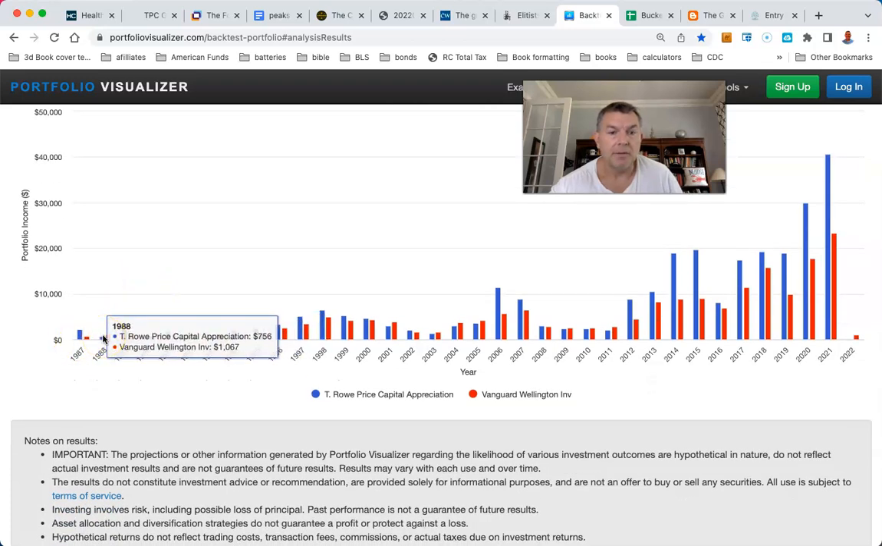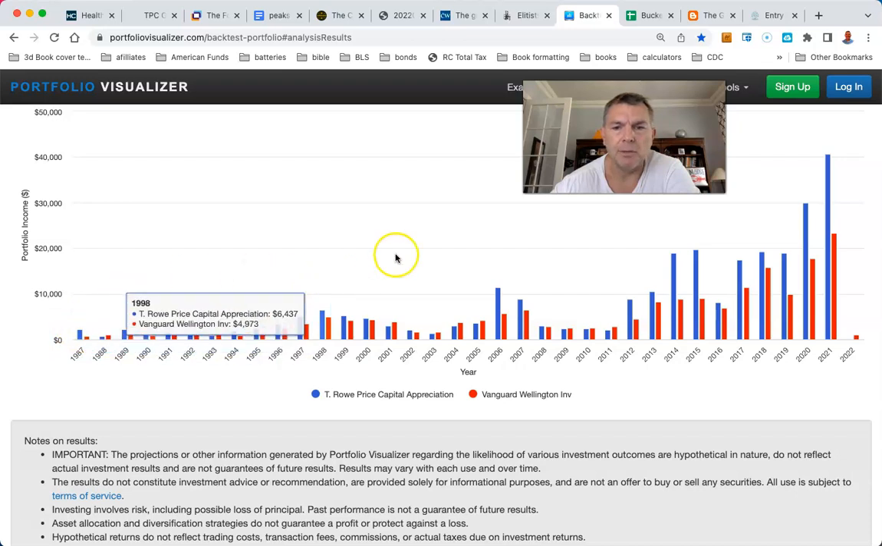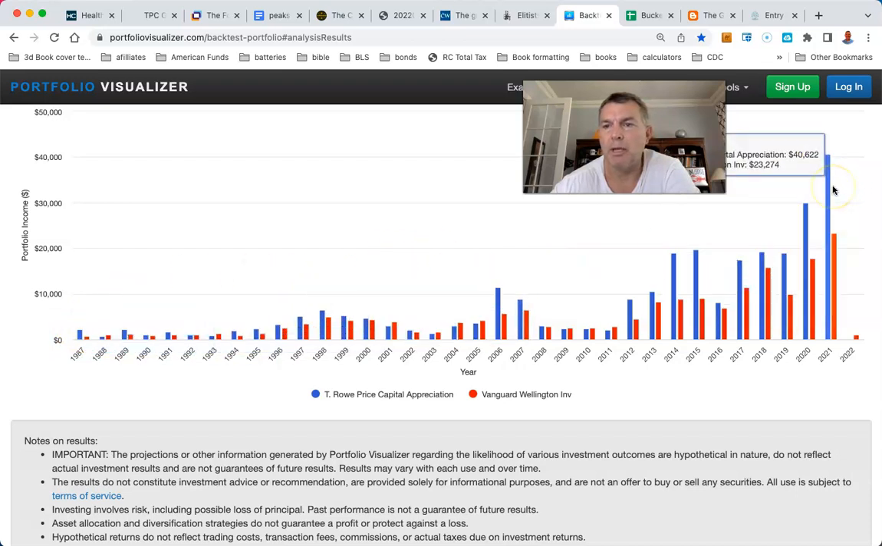So we had 750. So Wellington at 1,000, T. Rowe Price at 756. Why do they got two years of 2226? That is weird to me. Let's see what else we got. That doesn't make sense. Yeah, I'm not sure I buy those numbers anyway. But you can see either way the growing income.